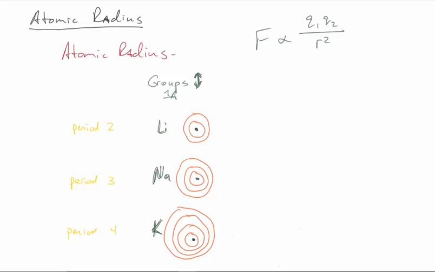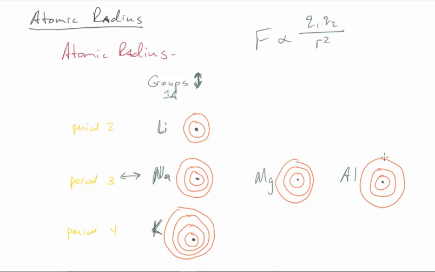Now, within a period, we're going to take a look side to side. I'm going to put magnesium, period 3, and aluminum. If I drew these, it's hard to take a look at them because all of them are going to have 3 energy levels. So notice now I cannot use that as my go-to for which one's bigger. Remember, back with Coulomb's law, the force is proportional to charge 1 times charge 2 over radius squared.